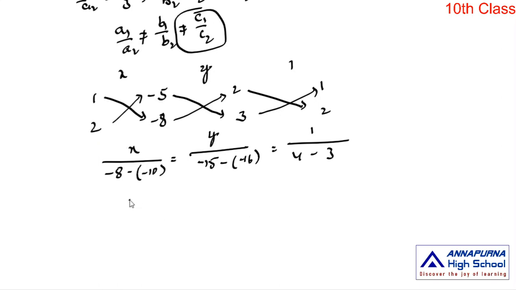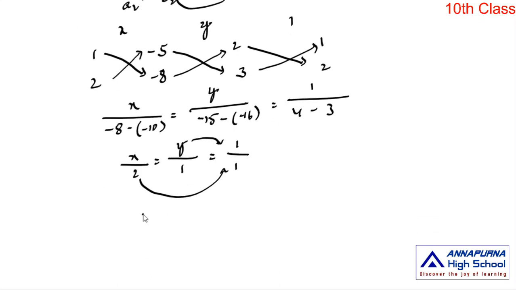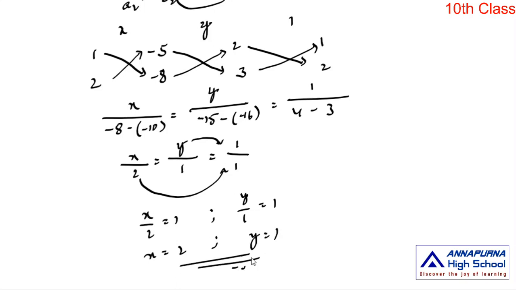Okay, now simplify this. x by minus 8 minus of minus 10, it is equal to 2. y by minus 15 minus of minus 16, it is equal to 1. 1 by 4 minus 3, it is equal to 1. Okay, now equate this x by 2 to 1 and y by 1 to 1. If x by 2 is equal to 1, then x is equal to 2. If y by 1 is equal to 1, y is equal to 1. So this is the solution of that pair.